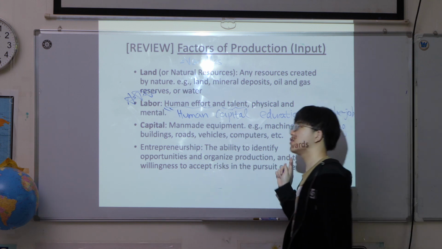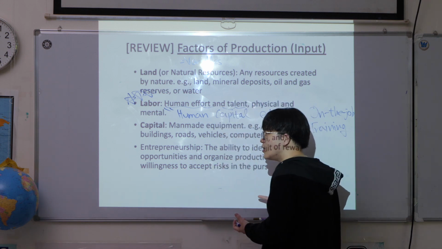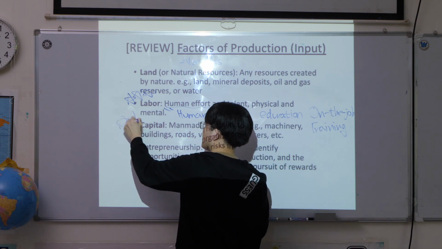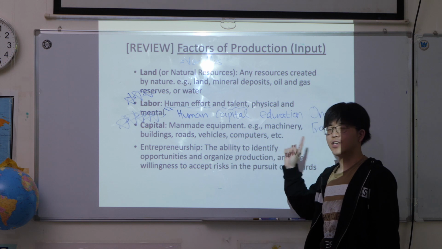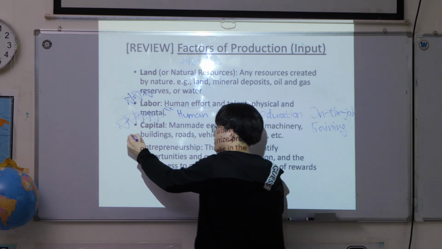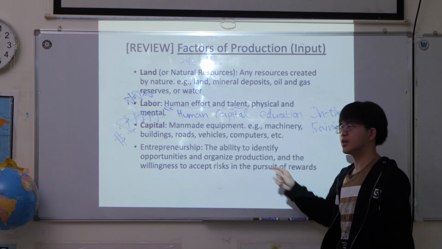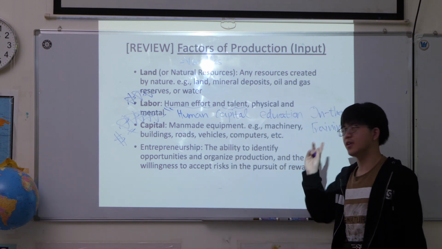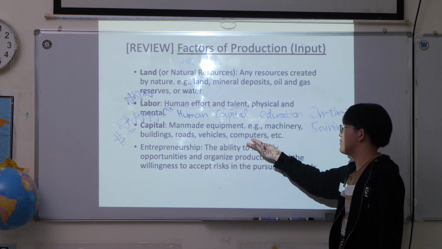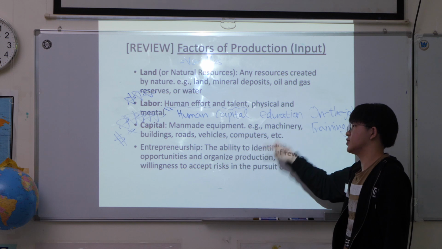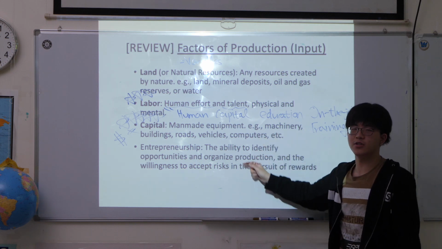And the third one is capital, which is one of the most important things as well. So you should draw 5 stars. Capital is not related to money itself, but it is related to the equipment that you use to produce something. So I said man-made equipment. I gave some examples here, machinery, buildings, roads, but they are not really important. I will give you an example of computers.